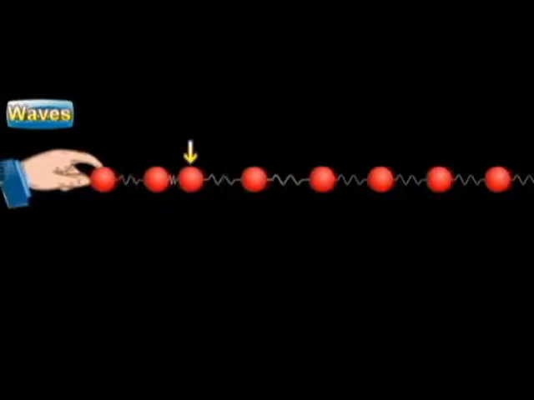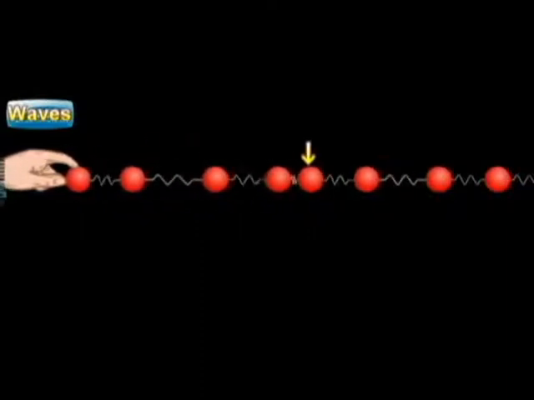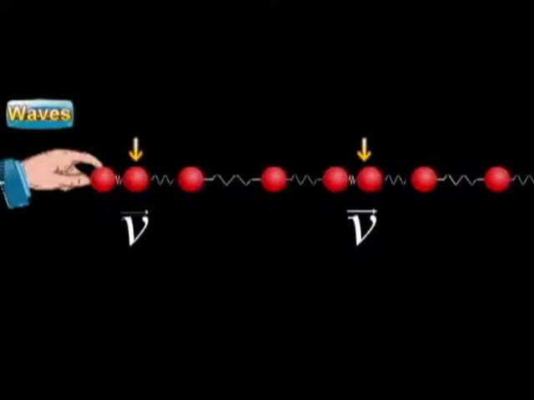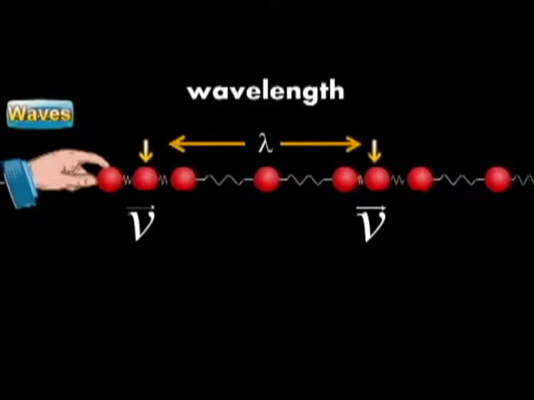As waves propagate through a medium, we can see that certain parts of the medium have the same displacements at a particular instant of time. When we measure the distance between these parts, let's say between points of maximum compressions, we will get the wavelength lambda.